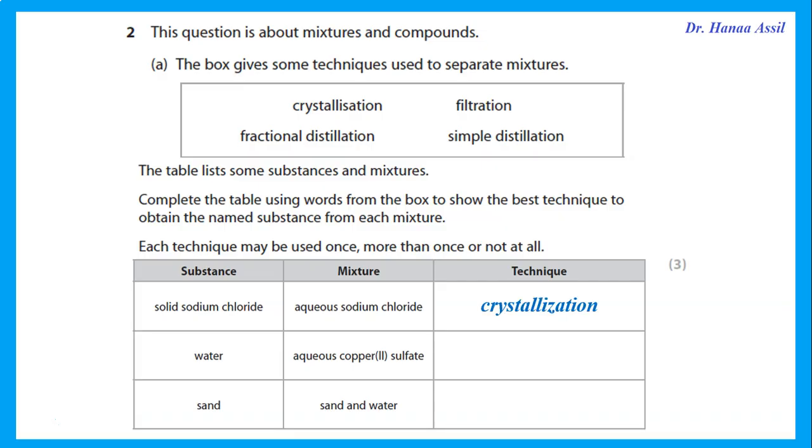This is by crystallization. What if we have a solution but we want the water? If we want water, for example, from aqueous copper sulfate or from any solution, we use simple distillation. What if I'm trying to separate sand from sand and water? Of course, sand is something that does not dissolve in water, so we separate it by filtration.